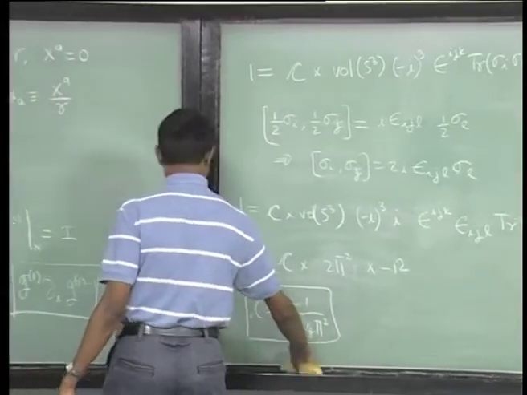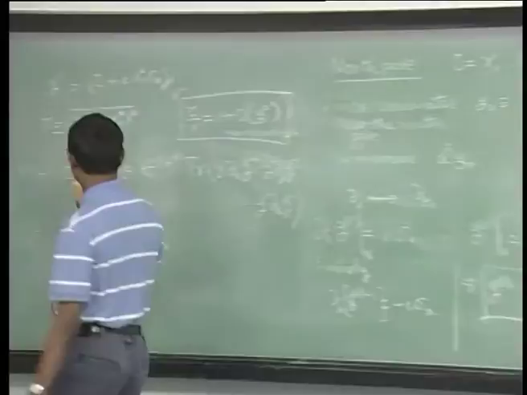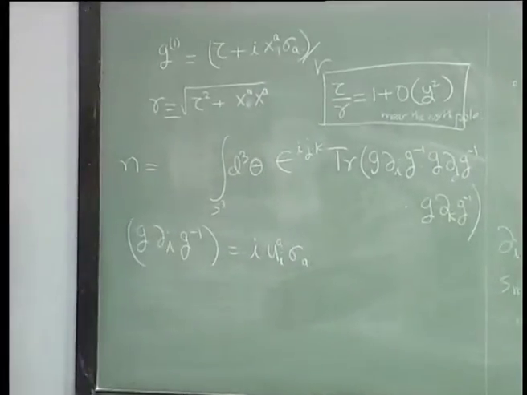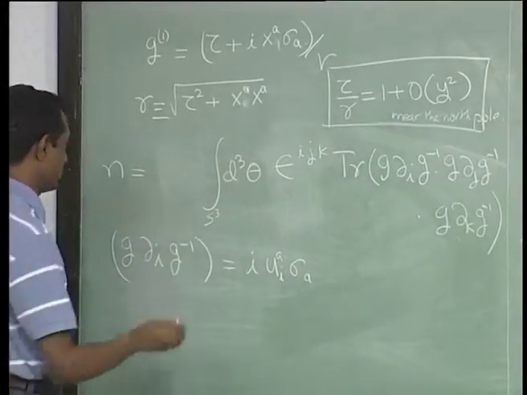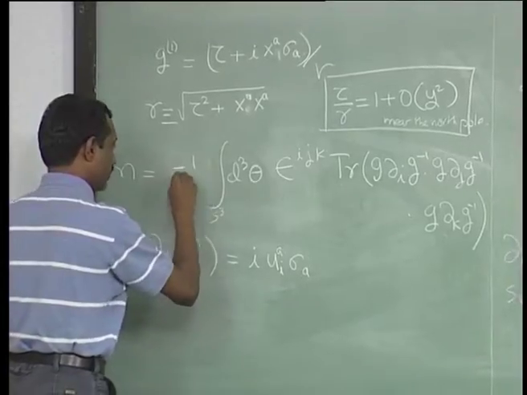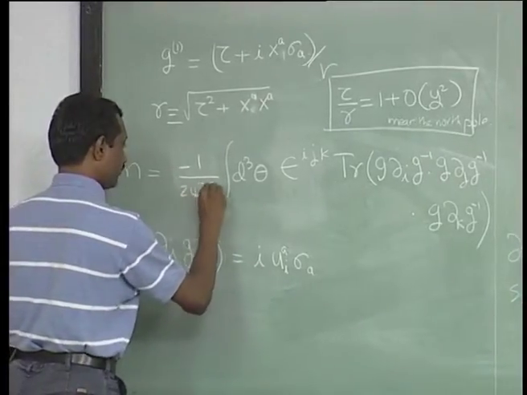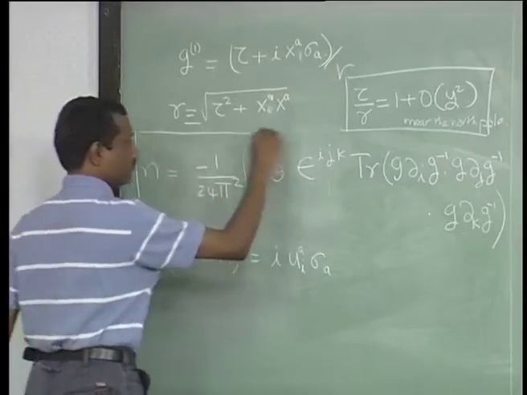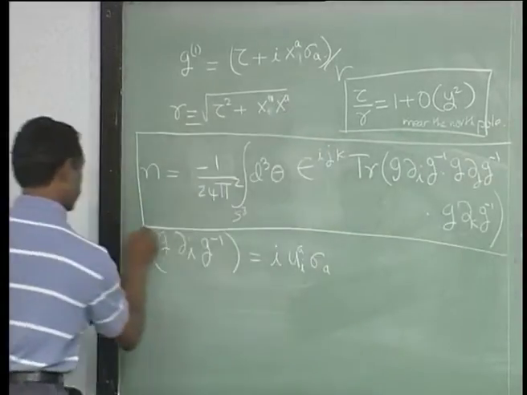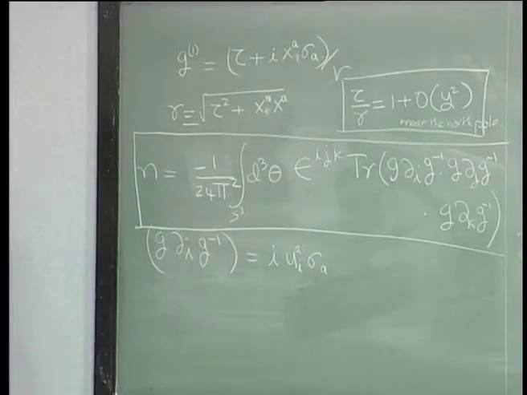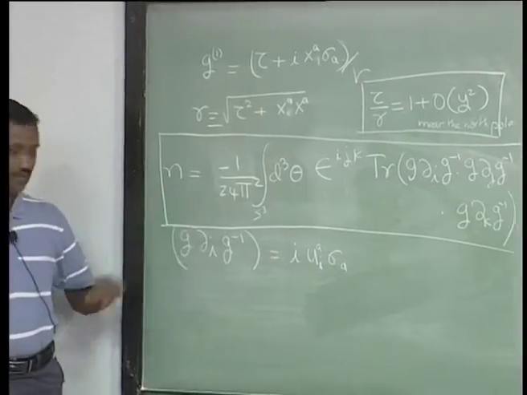All this hard work was just to compute this, and we have done it only for SU2, but just to show you how it goes. Okay, so this is just minus 1 by 24 pi squared. So this is how this winding number works.